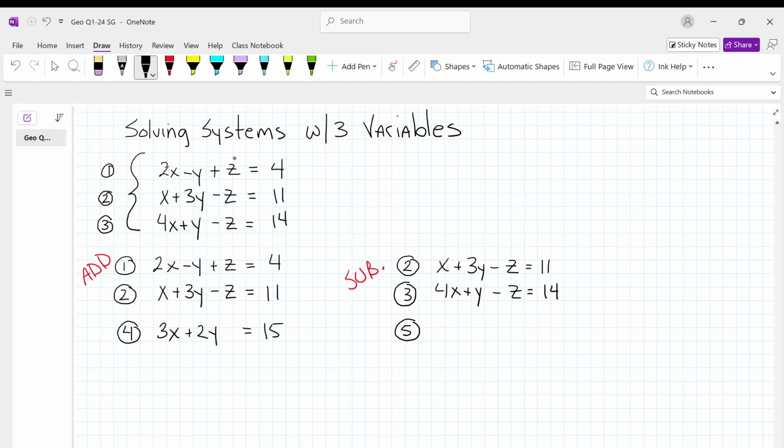And I'll tell you what, let's save a step by putting equation 5 right here. We're going to pair equation 5 with equation 4. So x minus, we're subtracting, okay? X minus 4x is negative 3x. 3y minus y is positive 2y. And 11 minus 14 is negative 3.